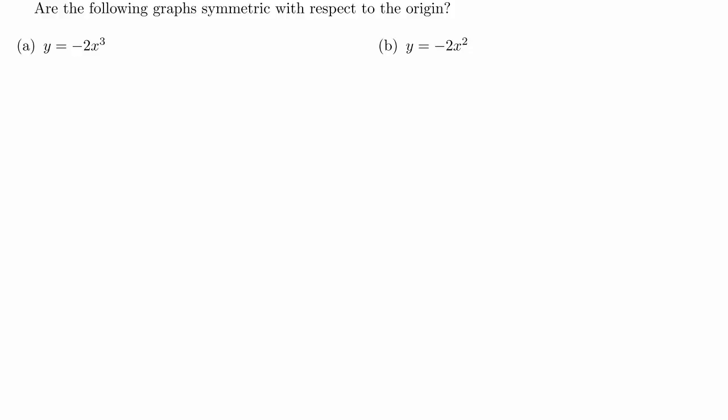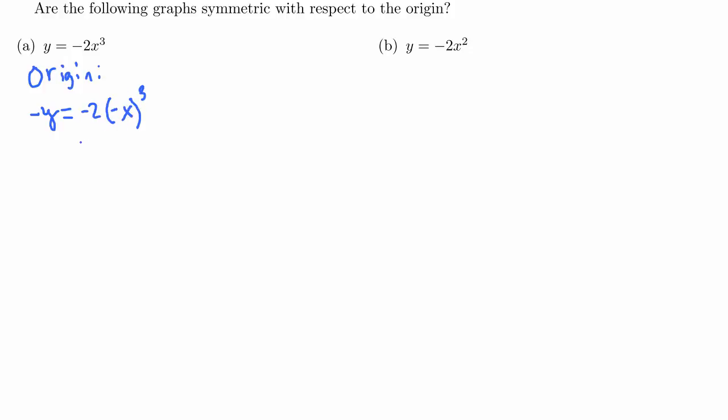Hello. In the following example, we want to determine if the equations that we're given are symmetric with respect to the origin. Letter A says y equals negative 2x cubed. To find out if this is symmetric about the origin, we need to replace both x and y with negative x and negative y. So that gives me negative y is equal to negative 2 times negative x cubed.